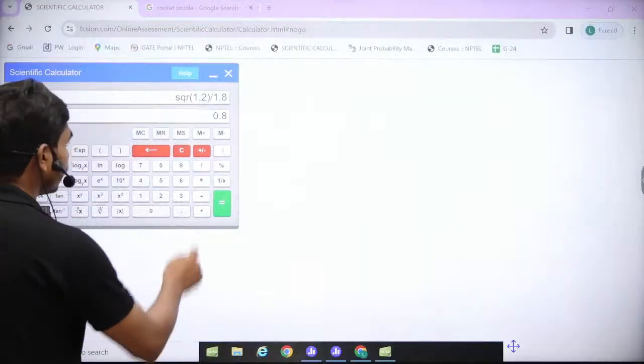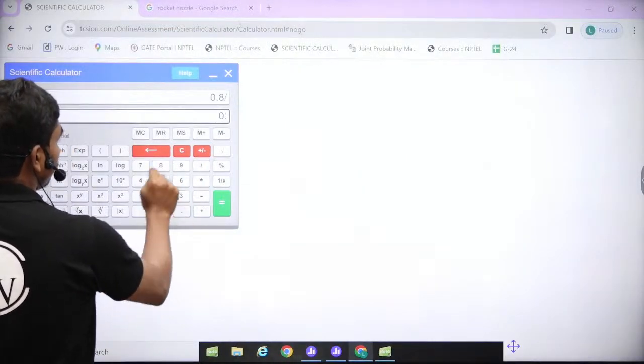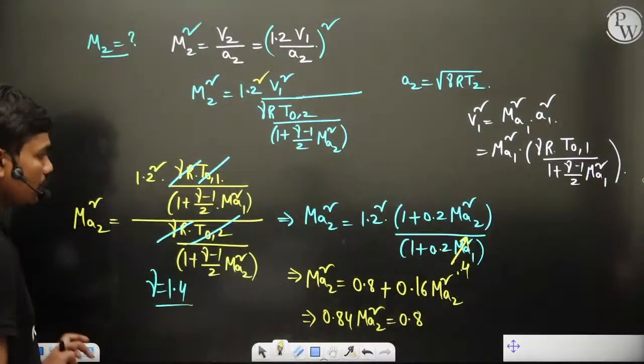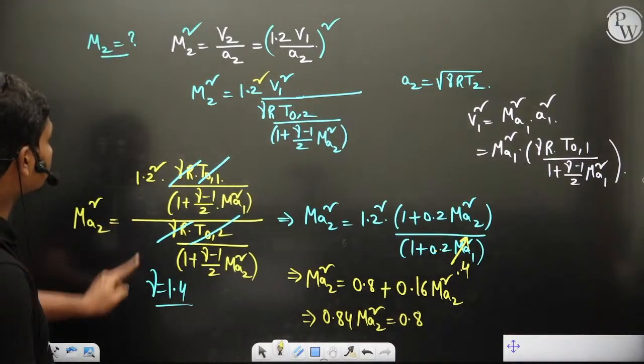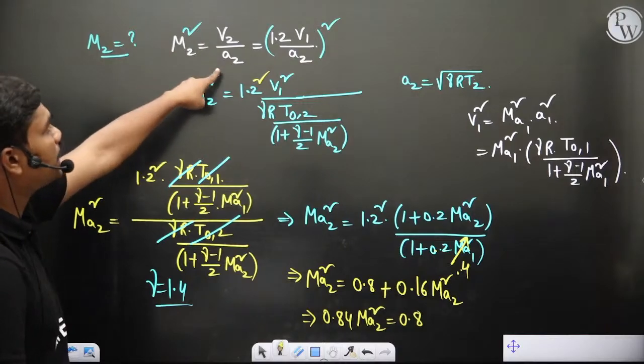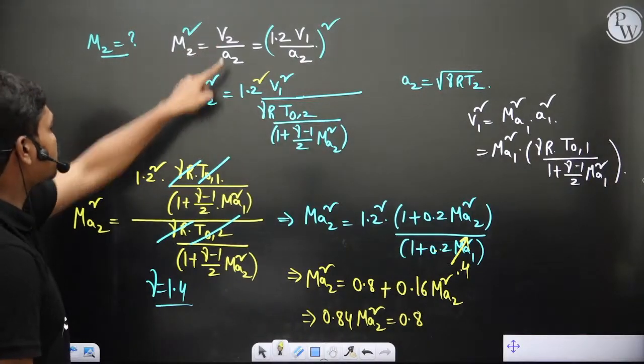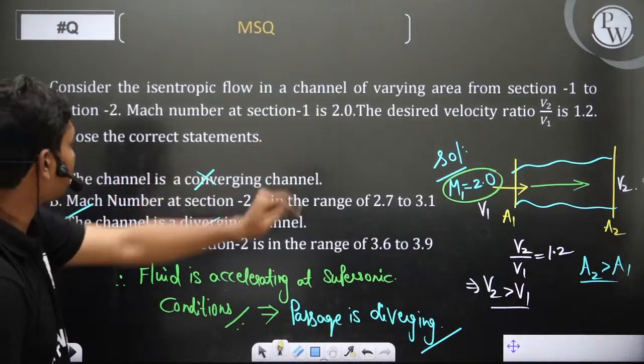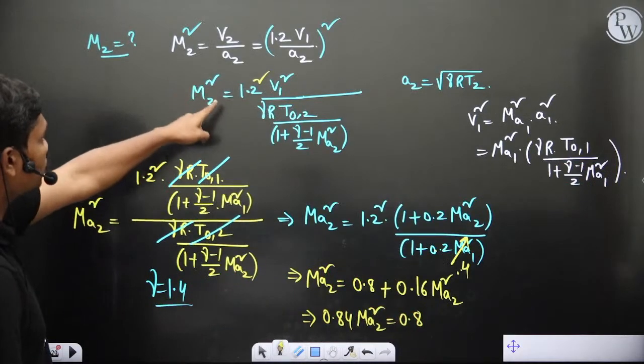So 0.8 divided by 0.84. So the square root of this, I think we have reciprocated this now. Something is missing here, so just check. M2 can be written as V2 by A2, and V2 is actually written as 1.2 times V1, correct? So V2 is equal to 1.2 times V1.